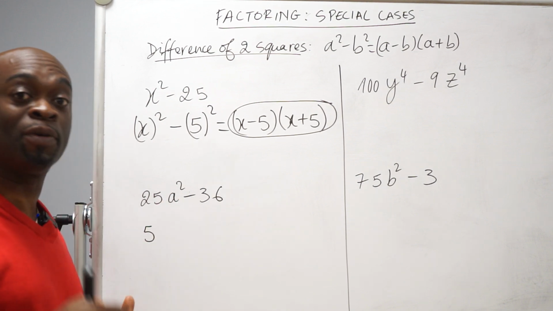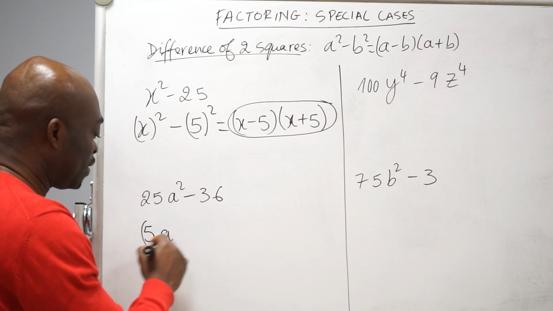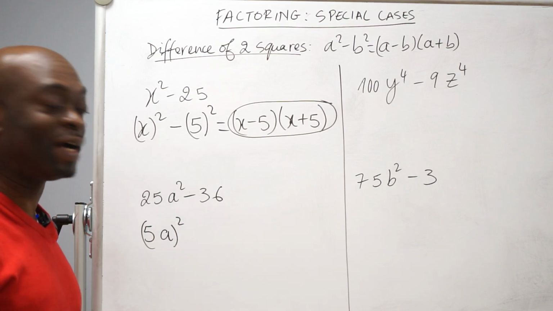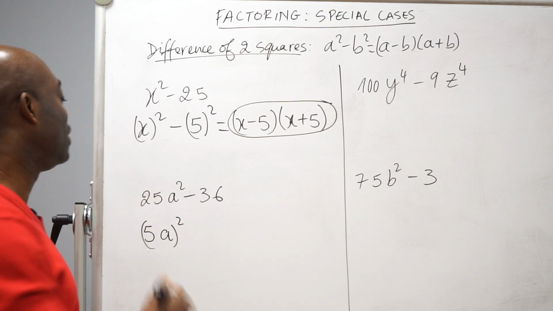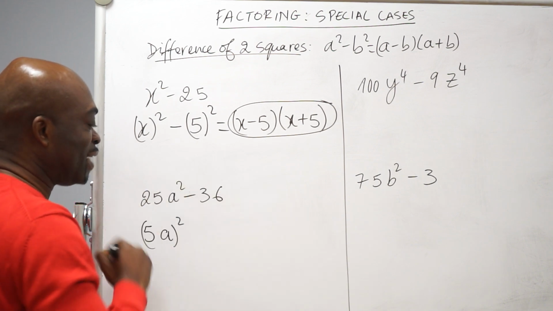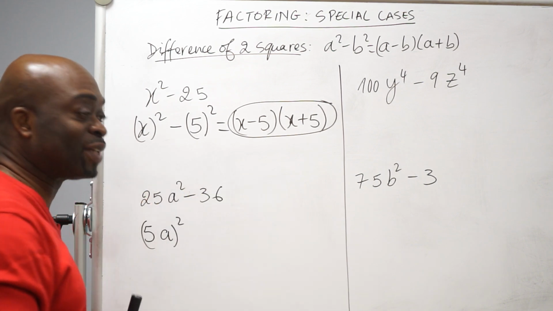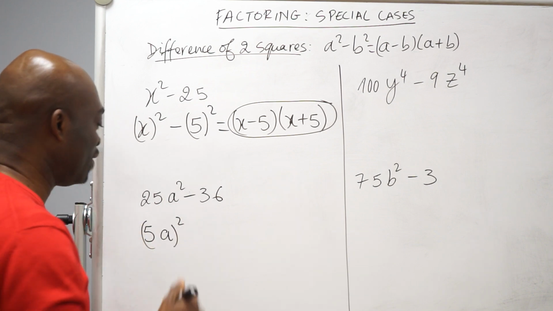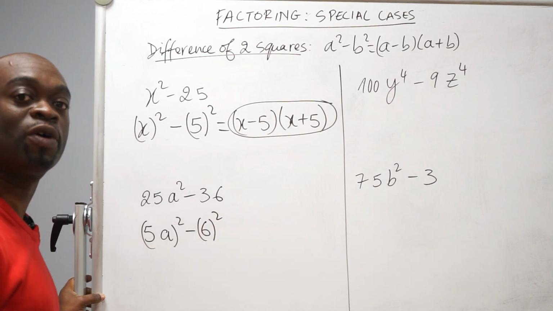And what's the variable that multiplies by itself to give you a squared? That will also be a. So 5a should give you 25a squared, because 5a times 5a gives you 25a squared. The same thing here with 36, because that's the second term. This is the first term, this is the second term. For the second term, what's the number that multiplies itself to give you 36? It's going to give you 6. So this is minus 6 squared.